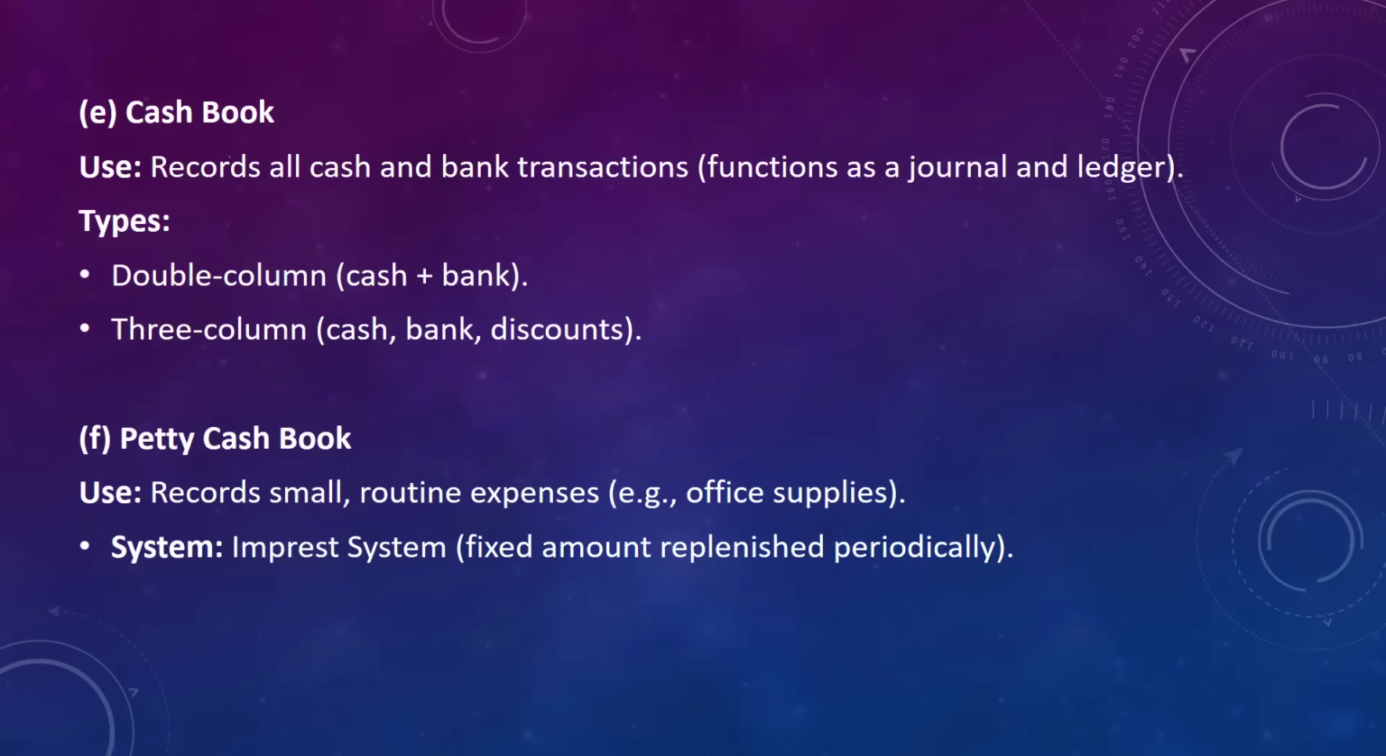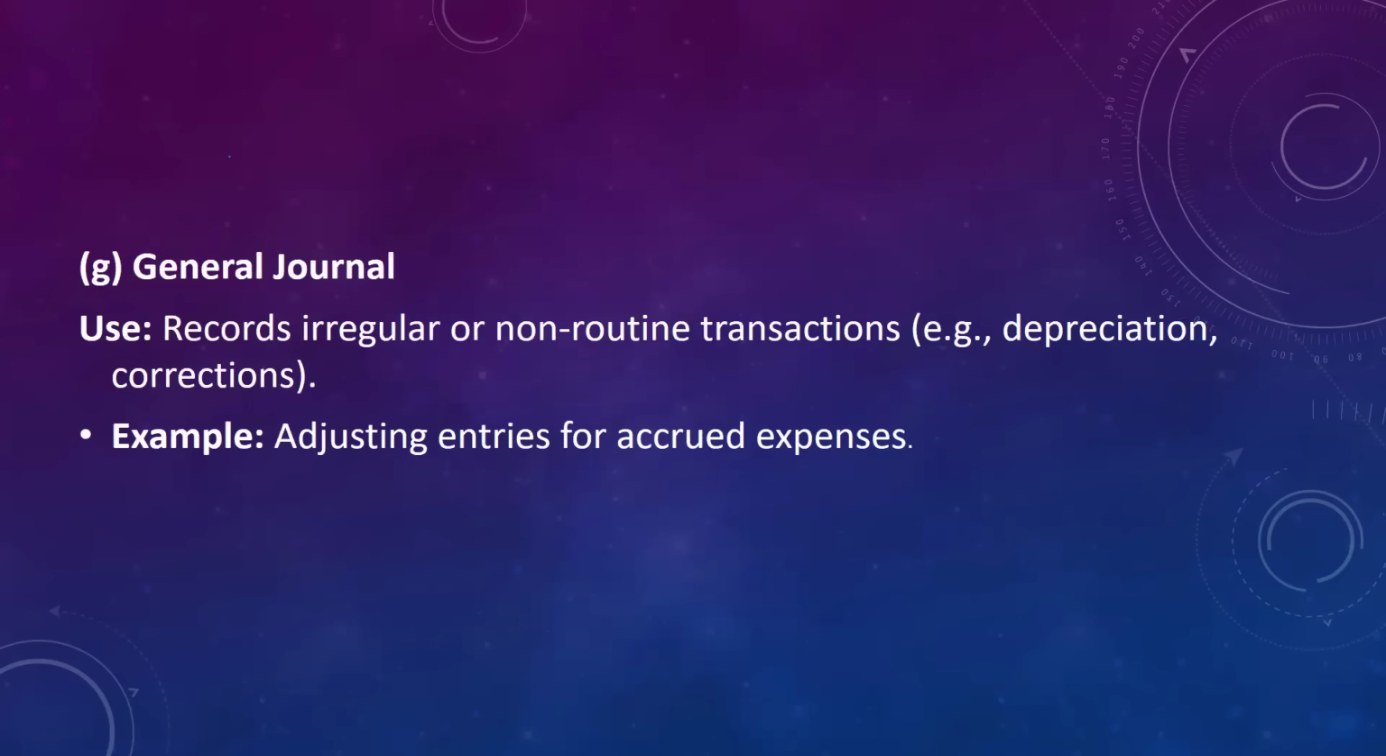When you pay for goods, the source document used is a receipt. For the petty cash book, you'll use something called a petty cash voucher. And then for the general journal, it would vary, because there are different transactions that could result in the item being recorded in the general journal.